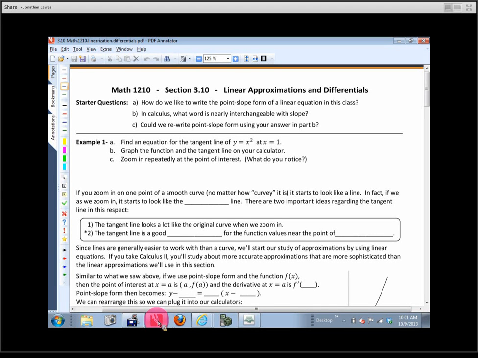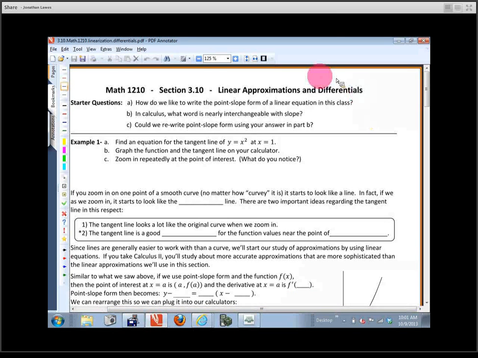It says, how do we like to write point slope form of a linear equation in this class? So if we just wrote point slope form, y minus y1 equals m(x minus x1), what we normally did is we normally moved that y over to the other side. So I'm going to write this as y equals y1 plus m(x minus x1). So if we moved that y over to the other side, I could then plug it into the calculator. And I don't really have to do any extra work, any combining of fractions or anything like that.